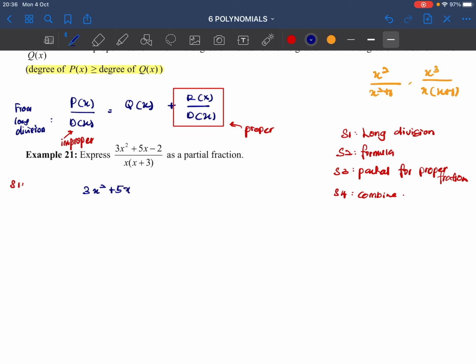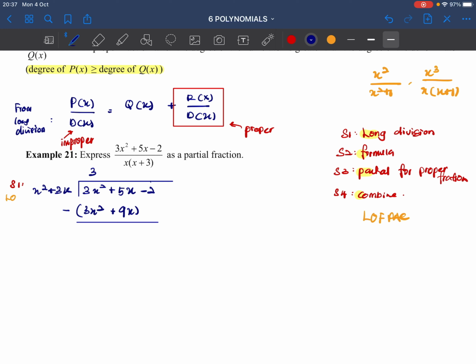3x squared plus 5x minus 2. Here we have to expand, and we will have x squared plus 3x. Here I want to highlight that we have long division, formula, partial fraction, and then we combine. So you are going to use LOFPAC. The first step is long division. And here will be plus 9x.